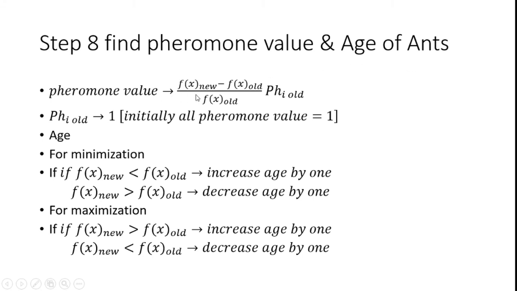Pheromone value is generally identified through f of x new minus f of x old, divided by f of x old, into pheromone value of old. Here, for the old pheromone value we always consider 1. For a minimization problem, we consider two conditions. If f of x new is less than f of x old, increase age by 1. If f of x new is greater than the older value, decrease age by 1. For a maximization problem, the reverse: if f of x new is greater than f of x old, increase age by 1, and in the reverse condition decrease age by 1.